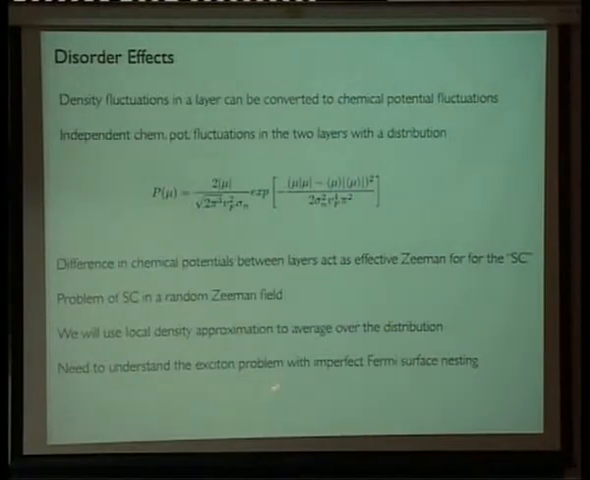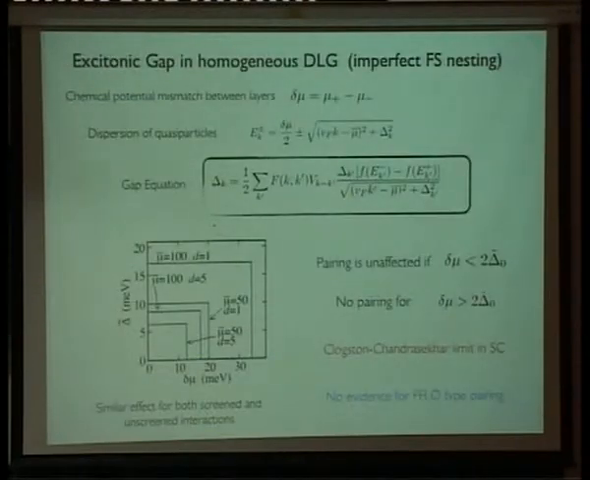So for that, what we need to know is what happens if I have a chemical potential difference. How does this excitonic state look? If I know that, then I can average over the probabilities of getting a certain amount of potential difference and so on and so forth. And here is your answer to that.